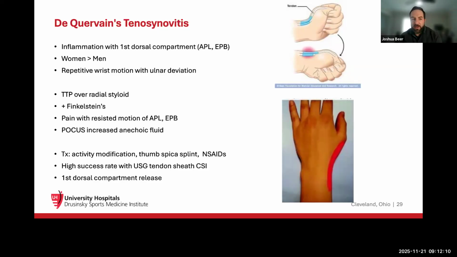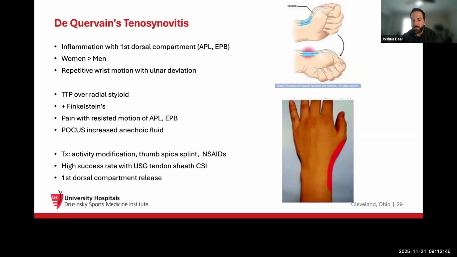If you do an ultrasound in clinic, you'll see some anechoic fluid within that tendon sheath. Treatment: activity modification, like we just mentioned, thumb spica splinting, and NSAIDs. Patients have a really high response rate to ultrasound-guided CSIs within the tendon sheath. Of all the tendinitis things I see, this is probably the one I offer an injection soonest, just because I do think it has the best results addressing that acute pain.